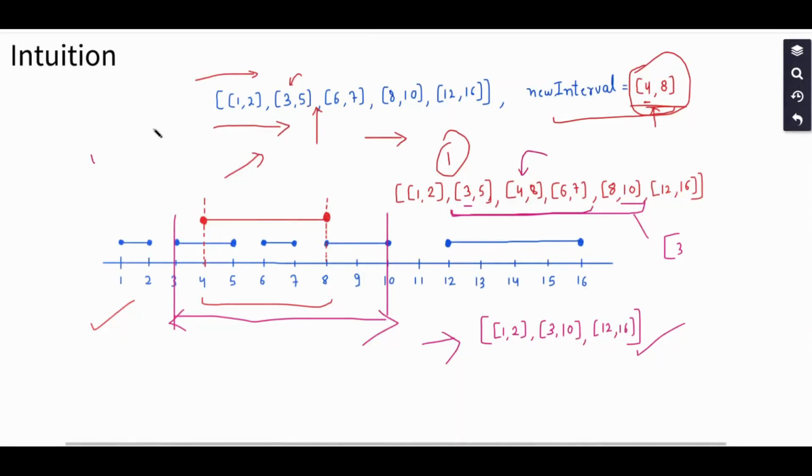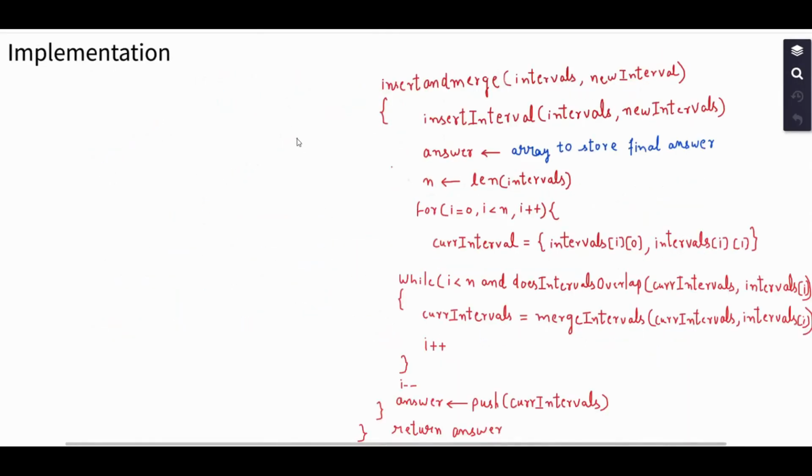Let's see the implementation for this approach. So this is the insert and merge function. It takes in the intervals and the new interval that we want to insert. It first calls the function insert interval, which simply inserts this new interval into the intervals array at the appropriate position. After that, we declare our answer array, which will store the final intervals. Then we find the size of the intervals.